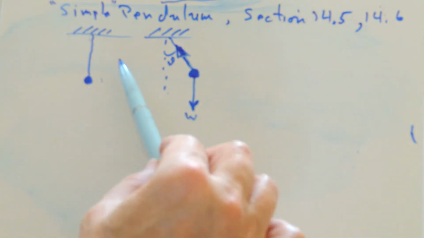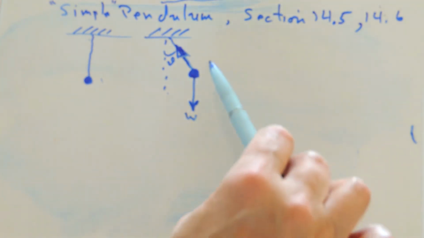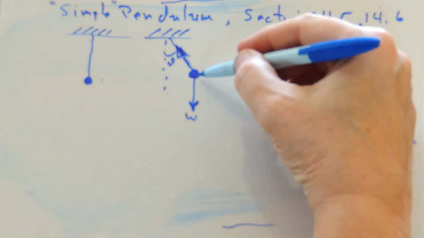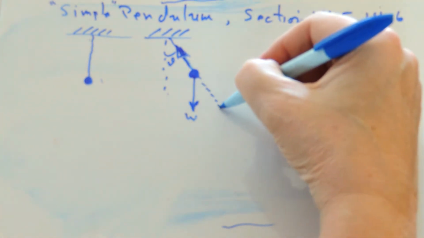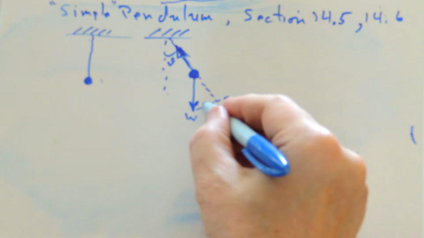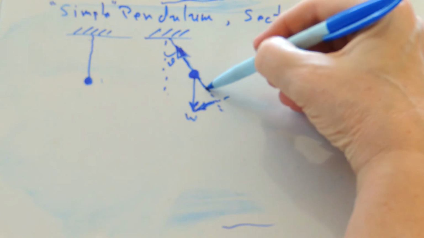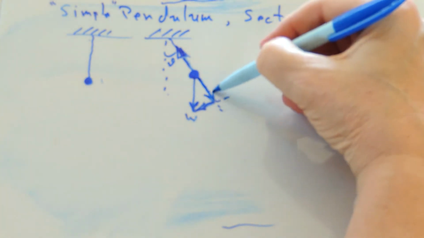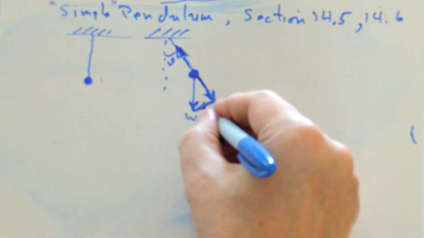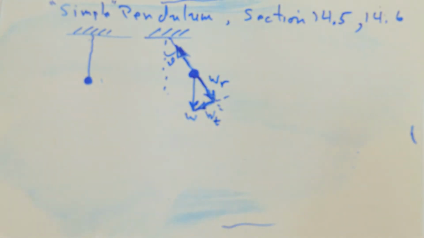Well, the motion of the pendulum bob, of course, is along this arc. And so what we're interested in is the restoring force that brings it back to equilibrium. So as we've done before with the circular motion, we'll take the weight force and resolve it into two components, a component which is tangent to the motion, and the other component which is radial. So we have radial and tangential components, call them WT and WR, for example.